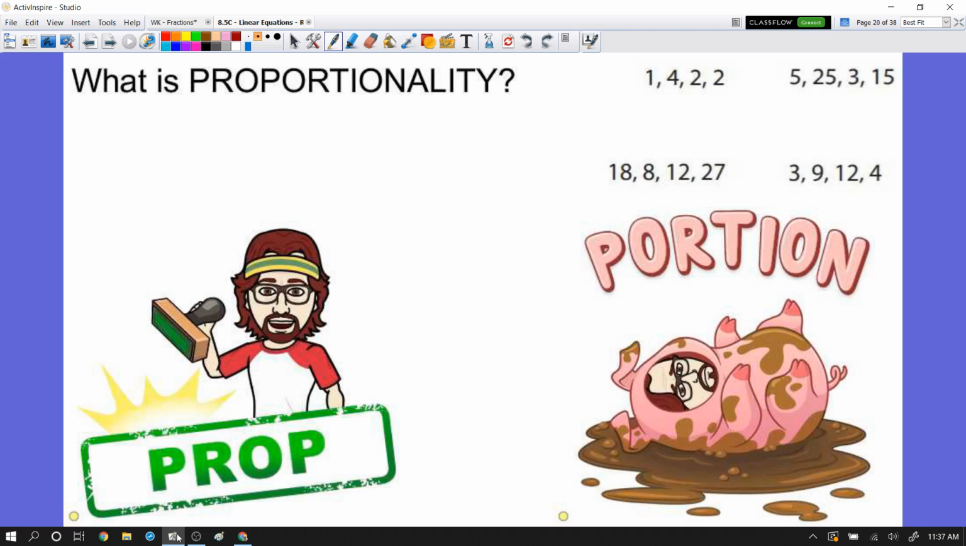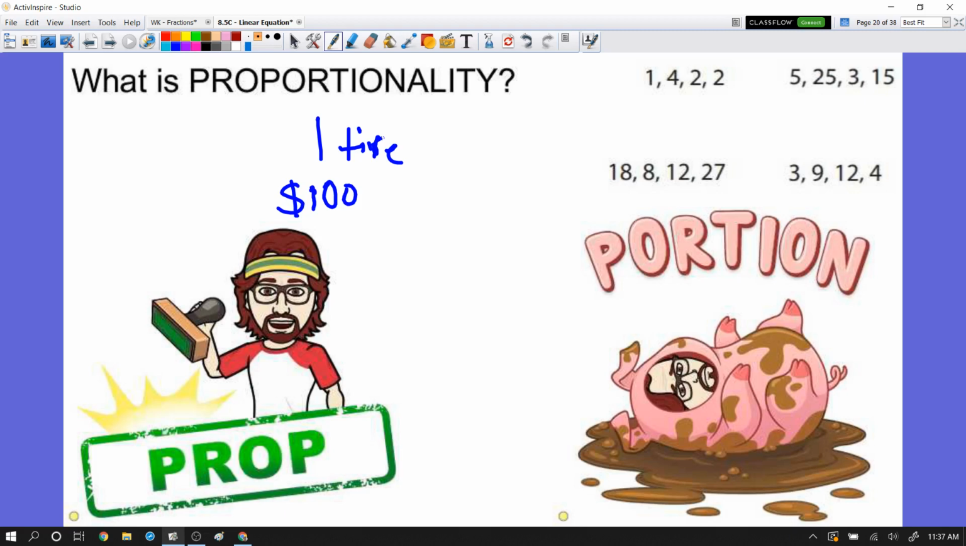So, if, say, one tire costs $100, okay? You'd be able to make a prediction based on how much two tires would cost, three tires cost, four tires cost, and this is a proportional relationship. It's growing by the same amount every single time you buy a new tire.